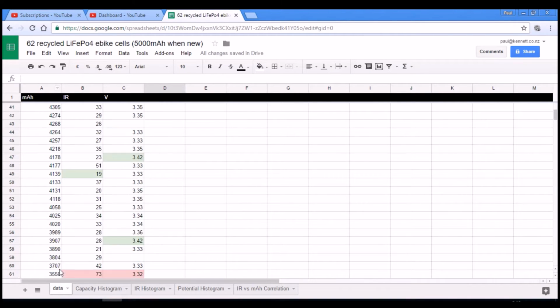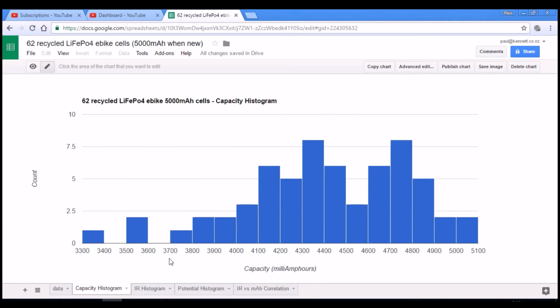3,338 milliamp hours. These are nominally 5,000 milliamp hour cells when they were new, according to the label. And it's nice that two of them are still above their rated capacity. That's quite nice, and these are pretty close as well. And the worst ones are pretty bad. So, moving on, this over here is a histogram of the different capacities.